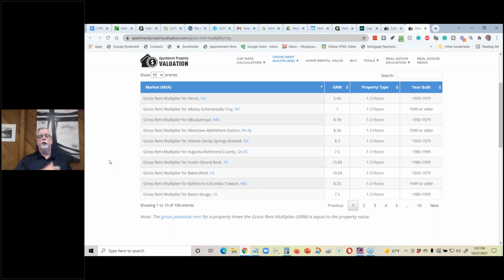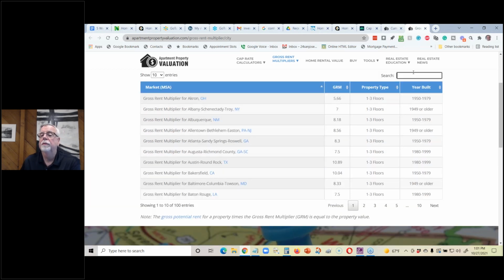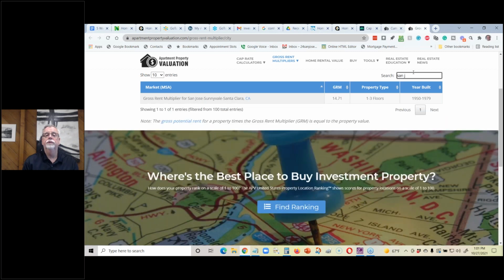I'm going to show you that you can look in the MLS and see what kind of gross rent multipliers people are getting. Because one of the other sites that purports to tell people what gross rent multipliers are in different areas, I'll use San Jose as an example. Here, I'm going to type in San Jose. You can see that San Jose, according to this analysis, has a 14.71, let's say 15, gross rent multiplier. I believe that, right? That to me sounds accurate.